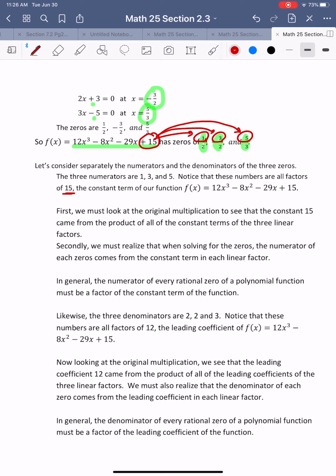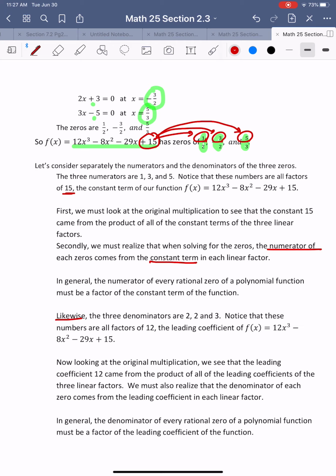And also, the constant term of the function is 12x cubed minus 8x squared minus 29x plus 15. First, we must look at the original multiplication to see the constant 15 came from the product of all of the constant terms of the three linear factors. Secondly, we must realize that when solving for zeros, the numerator of each zero comes from the constant term in each linear factor. In general, the numerator of every rational zero of the polynomial function must be a factor of the constant term of the function.